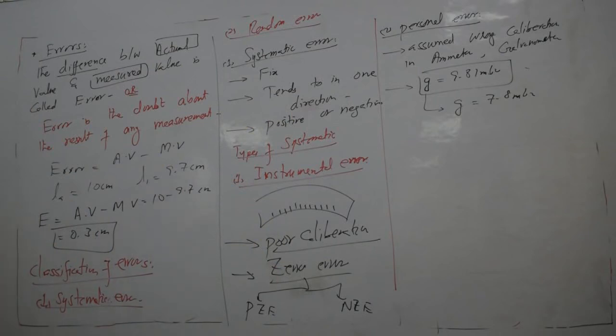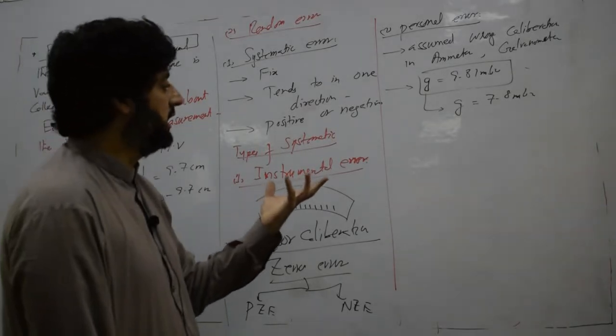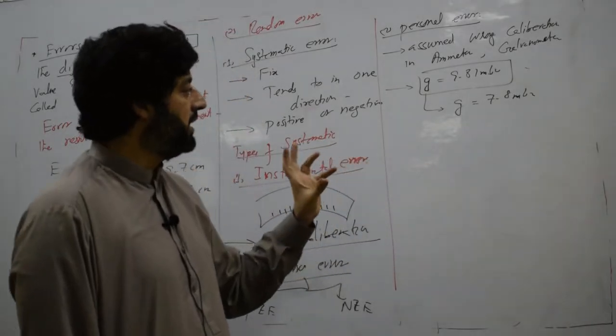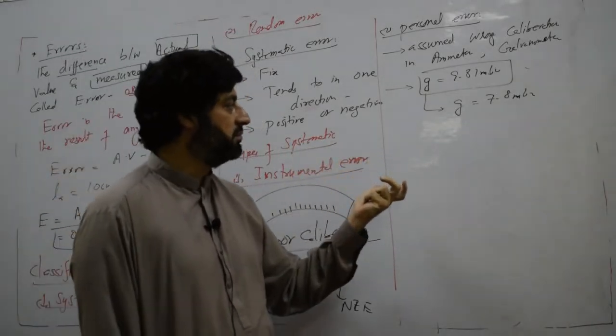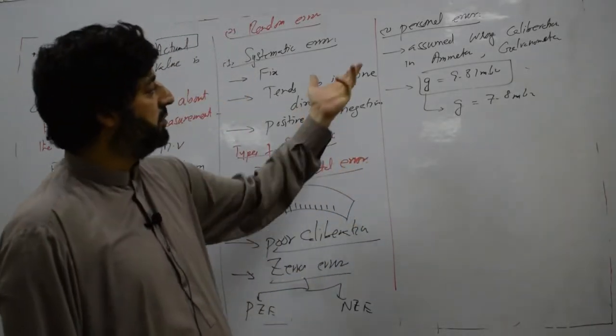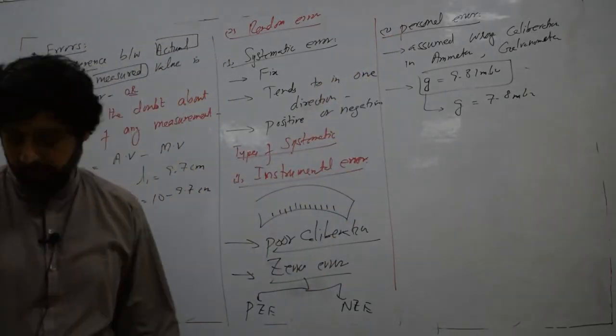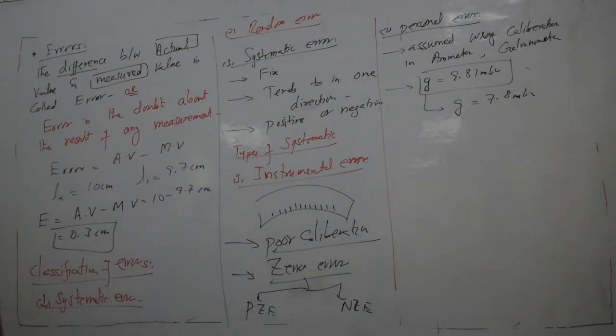Suppose I talk about the response time in measuring the time period of a pendulum. If I make some mistakes in the response time, then this type of error is a personal error. So this is also called systematic error. Now come towards the random error.